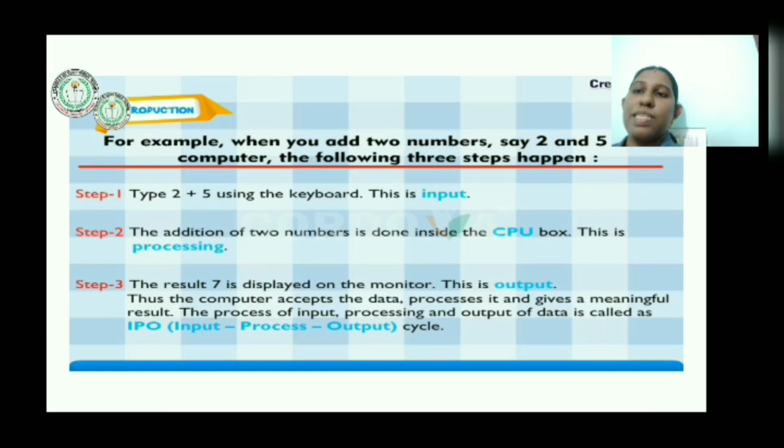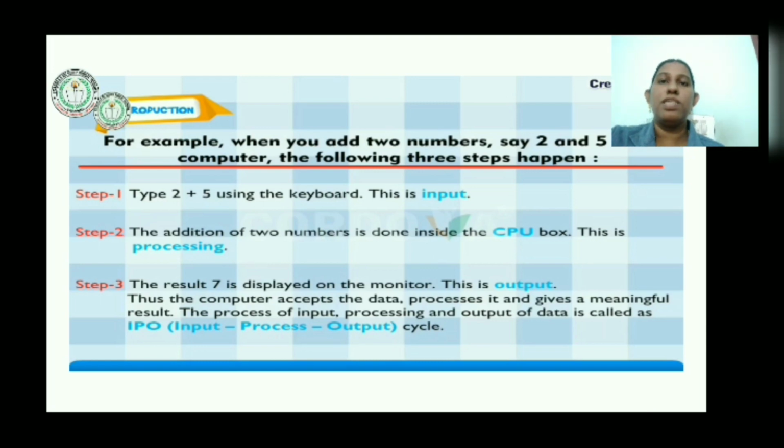The process of input, processing and output of data is called IPO. What is IPO? Input, process, output. The IPO cycle means the process of input, processing and output of data. Then all of you understood.